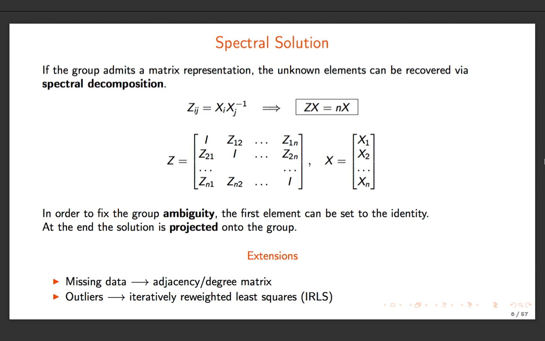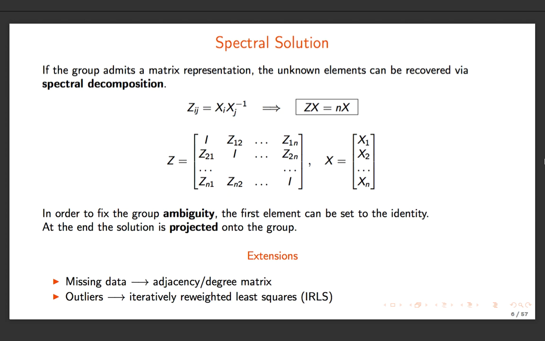Let us collect all the measures in a big block matrix Z, and let us collect all the unknowns in a block matrix as X, as shown in the formulas. Using this notation and exploiting the consistency constraint, we get the boxed formula. Z times X is equal to n times X, where n is the number of nodes. This means that the columns of X are eigenvectors of Z with eigenvalue n.